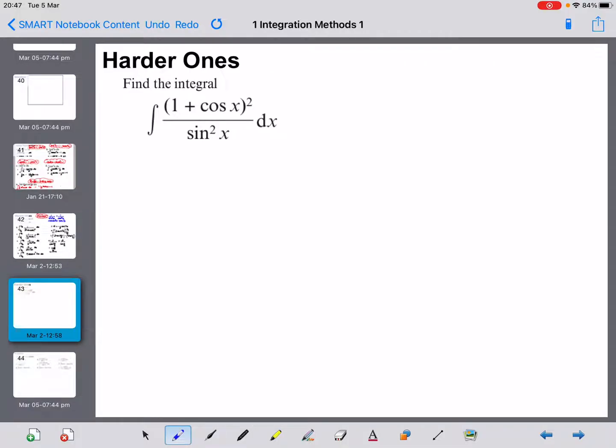Let's just have a look at this one. So find the integral. This is probably a bit easier. Hopefully you're thinking expand the brackets, so that's what I'm going to do. So 1 plus cos x all squared is 1 plus 2 cos x plus cos squared x, over sine squared x.